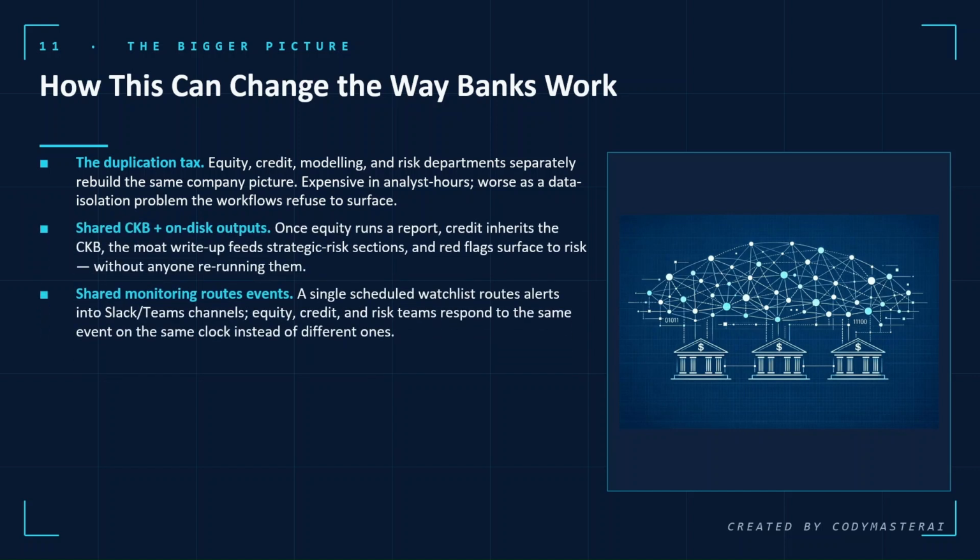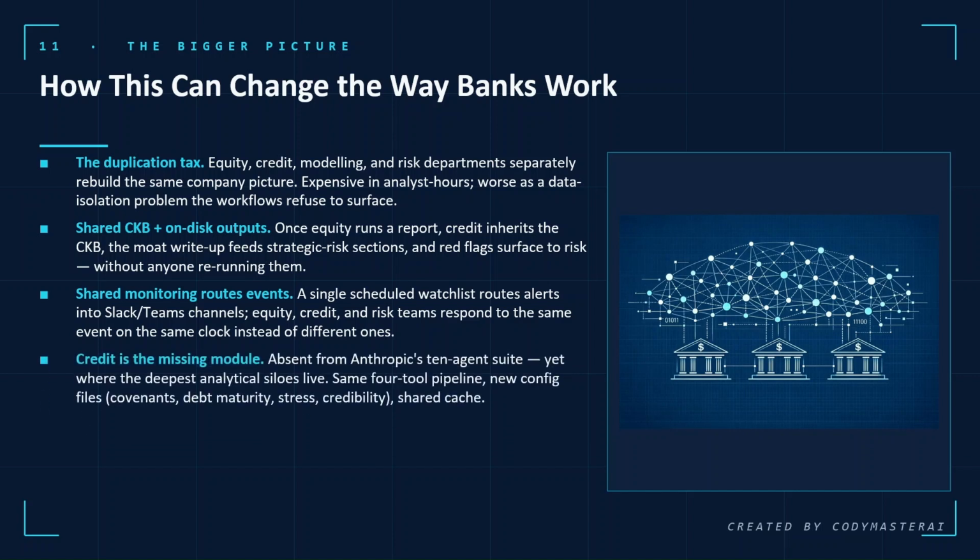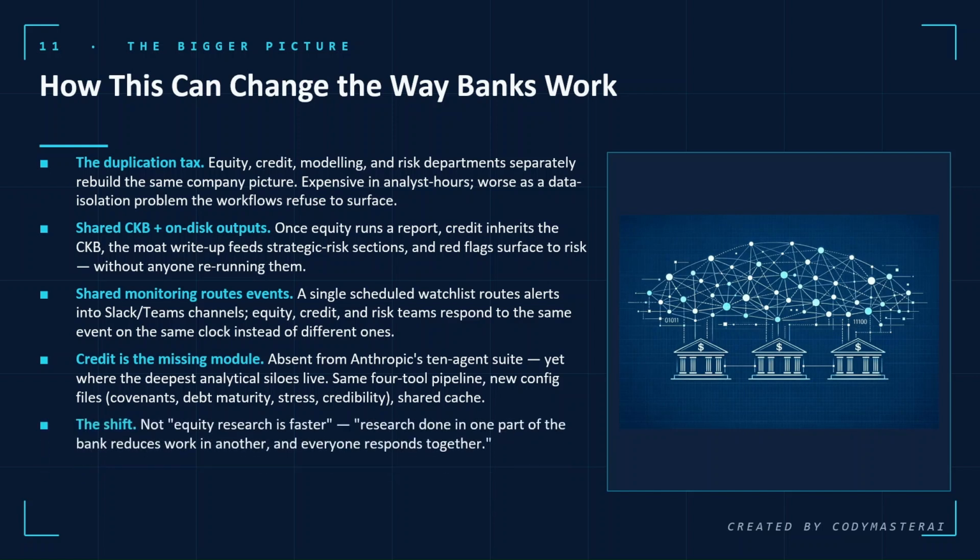Once equity runs a report, the credit team inherits the knowledge base. When a watchlist alert fires, all 3 departments see it at the same time and respond together. Credit research, covenant analysis, stress testing, those are the next modules, and they're exactly where the deepest silos live. The real shift isn't that equity research is faster. It's that research done in one part of the bank reduces work in another part, and knowledge flows across departmental boundaries by default, not by exception.